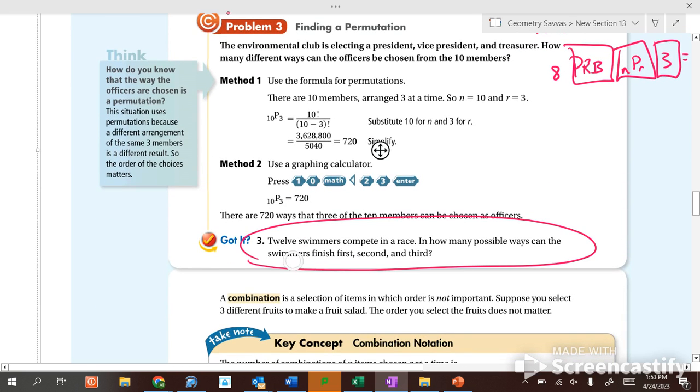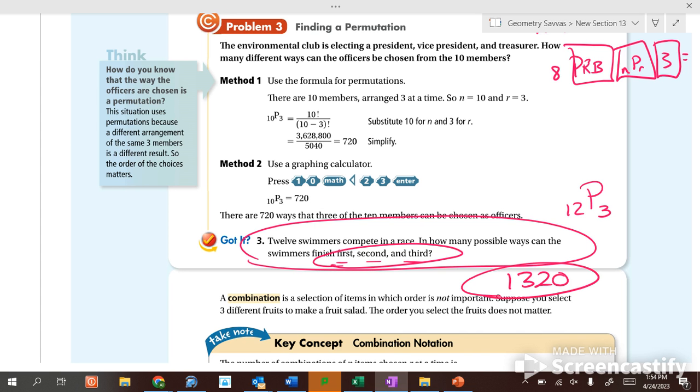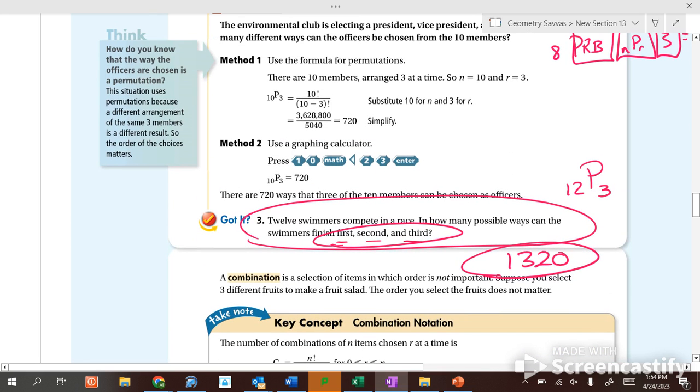So if 12 swimmers are in a race, and we want to know how many different ways those 12 swimmers can finish first, second, or third, we'd go 12 permutation 3 because there's three different types of finishes, first, second, and third, okay, out of the 12 swimmers. So if you go 12 permutation 3, what do you get? Quite a few ways. 1,320 different ways you can put those kids into first, second, and third, okay?